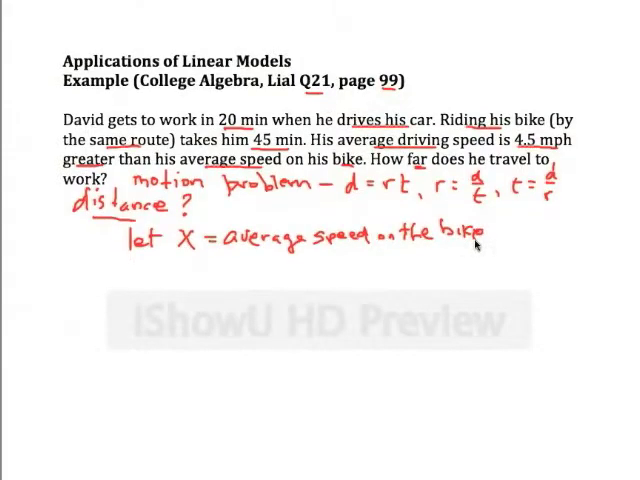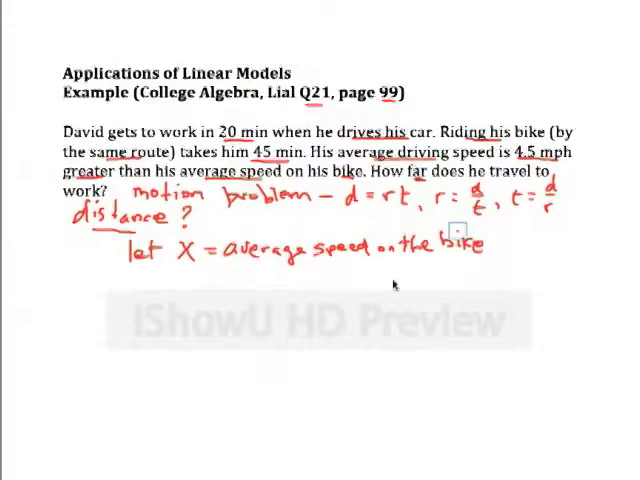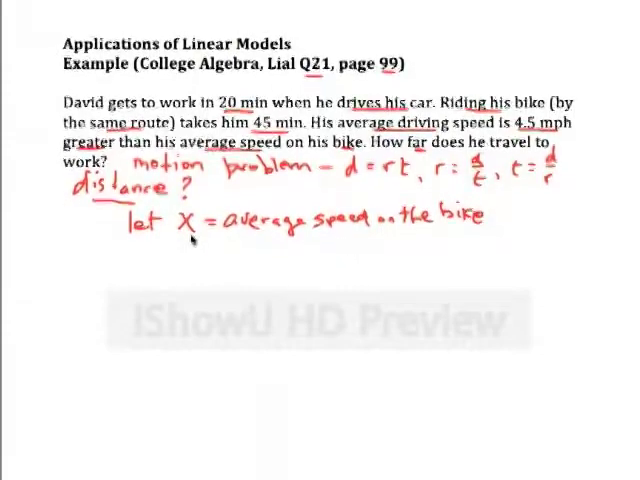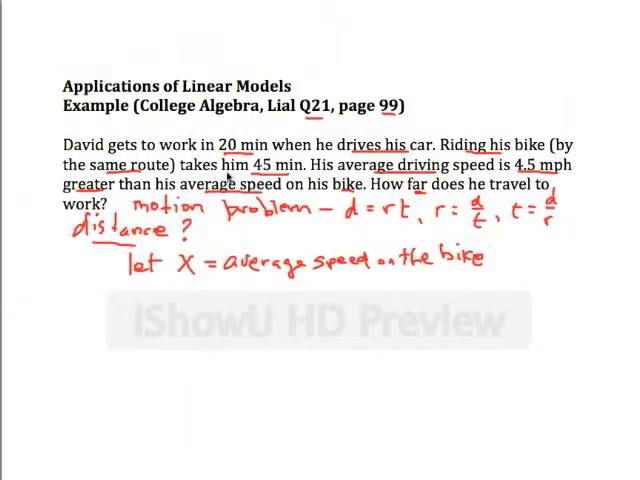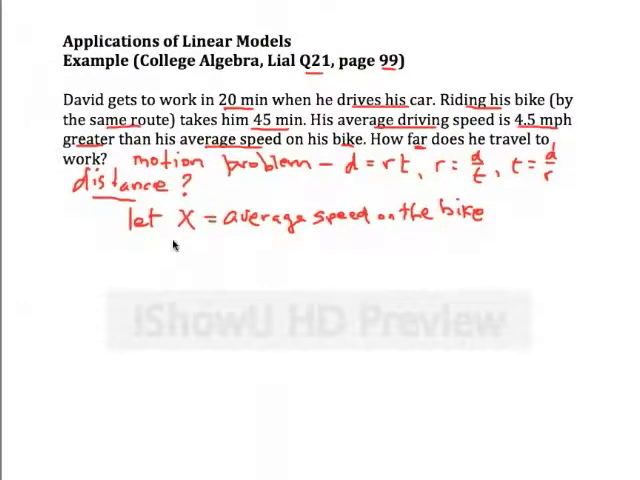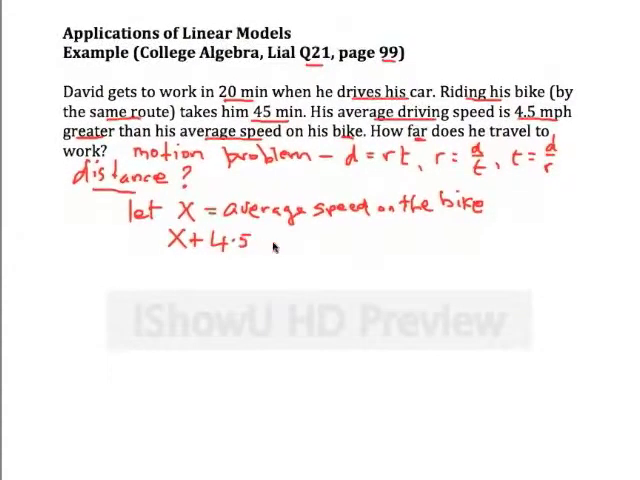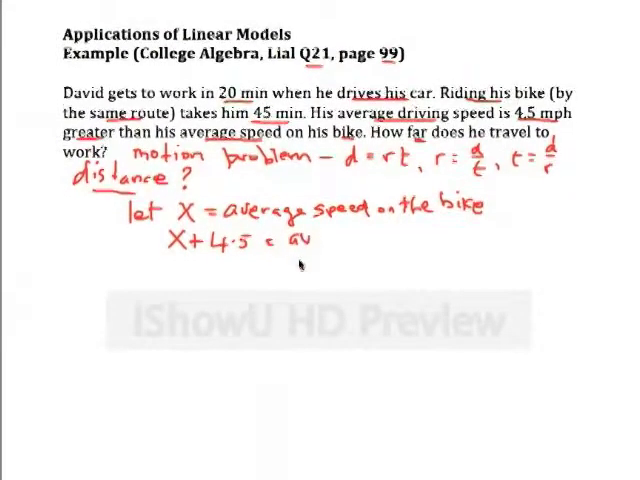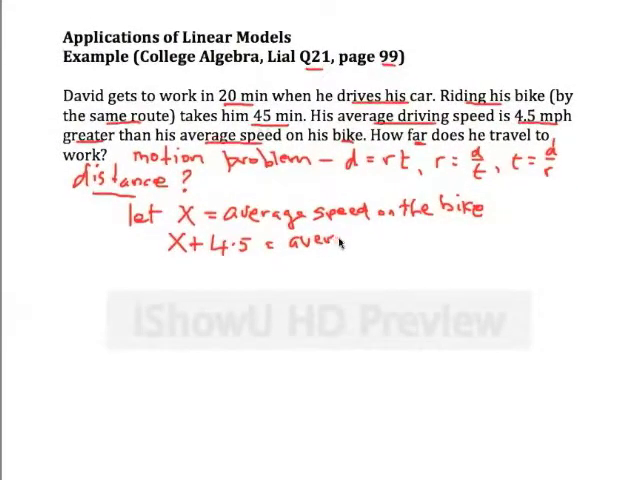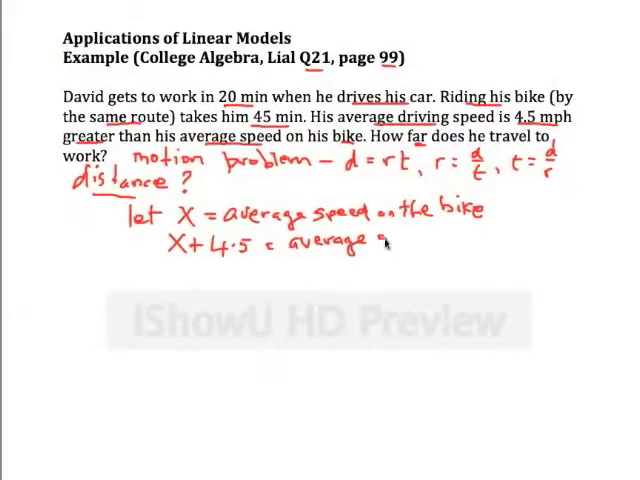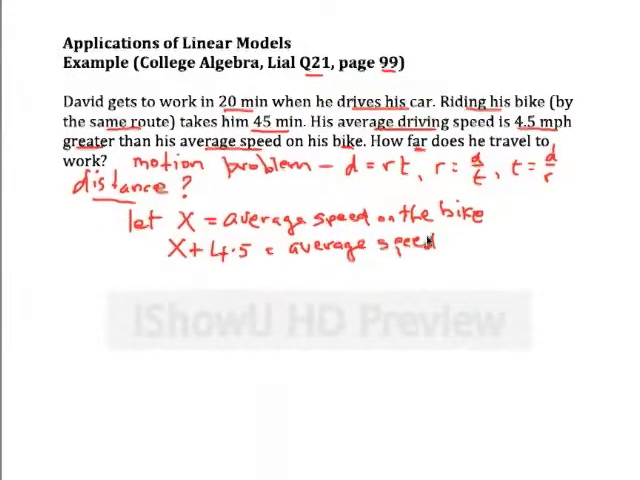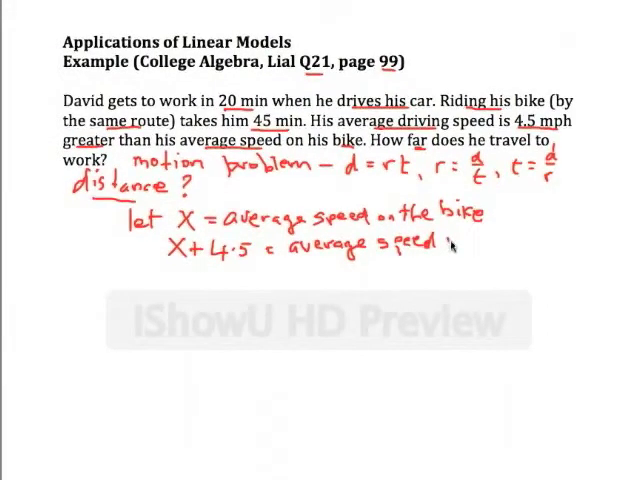Okay. All right. Now, this means that the average driving speed is 4.5 miles per hour greater than that. So x plus 4.5 is equal to the average speed in the car. That's the way we write everything out.